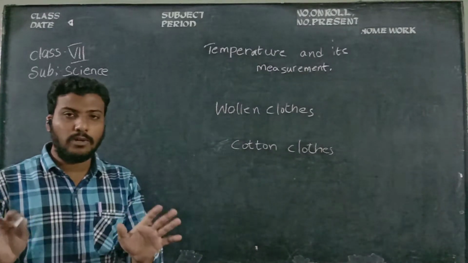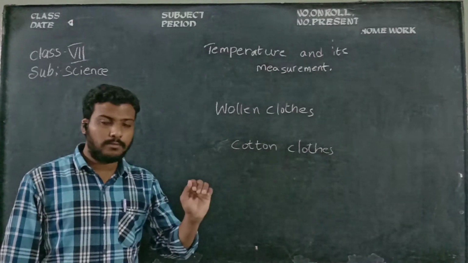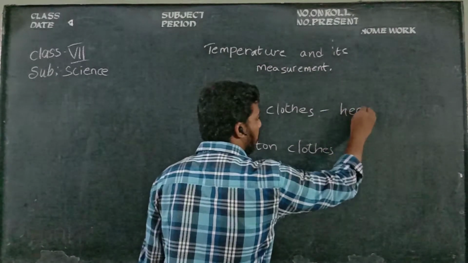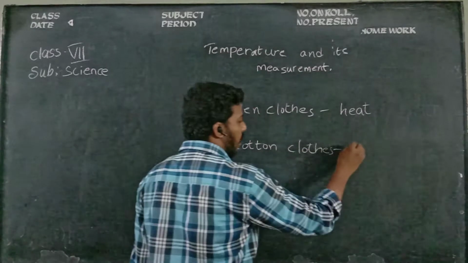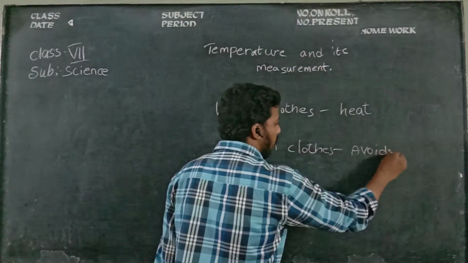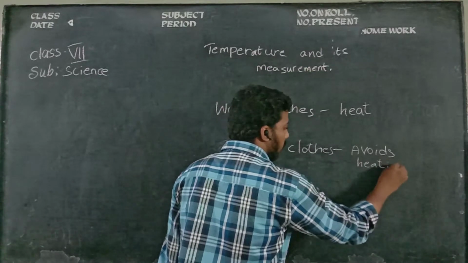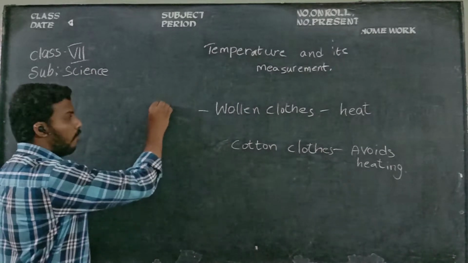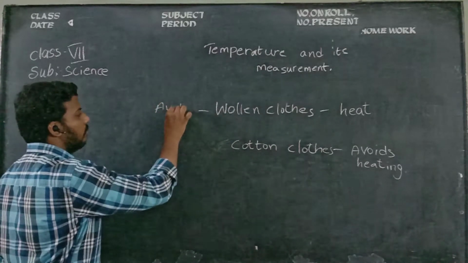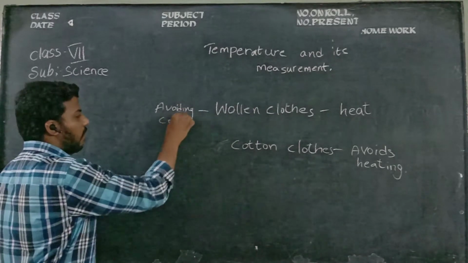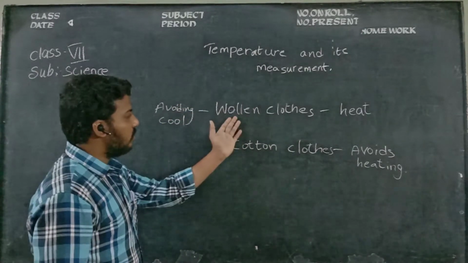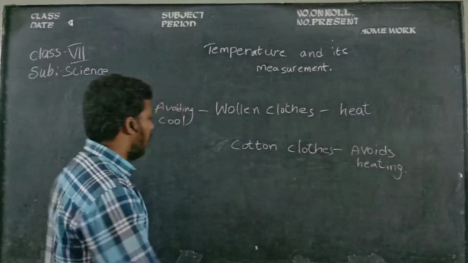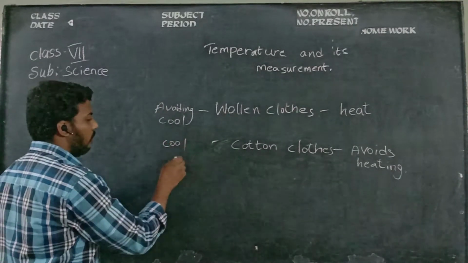So to have a cool nature, we are avoiding heat. Here in winter season we need heat. In summer season we avoid heating. Here we are avoiding the cool type of climate in winter season. So that's the reason we need heat. But coming to the summer season, we avoid heating and we require cool temperature.